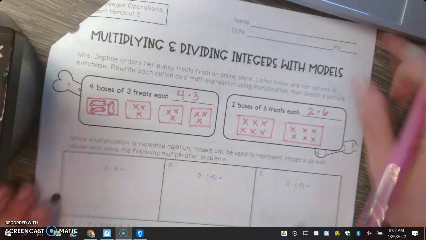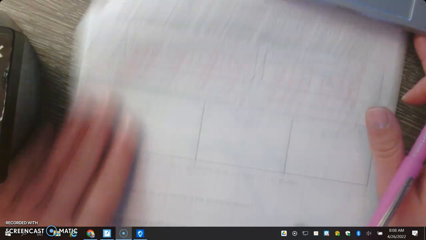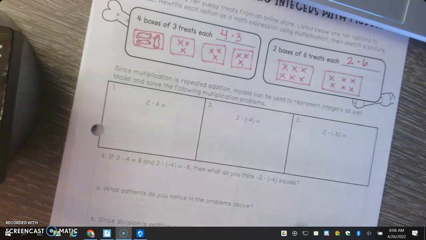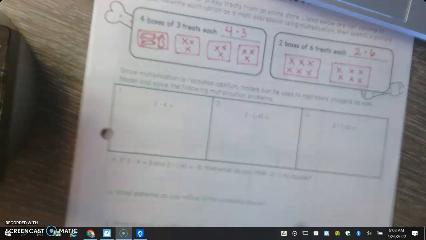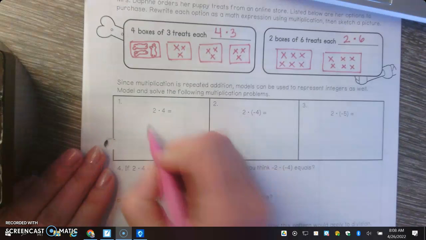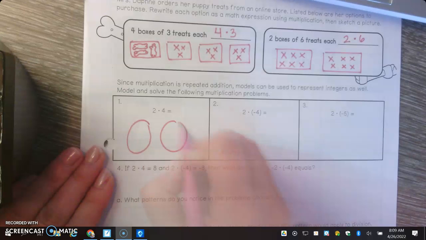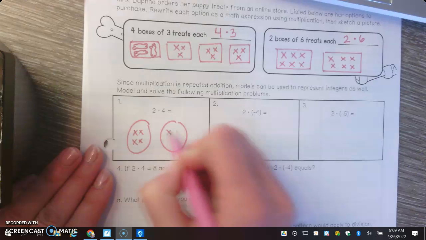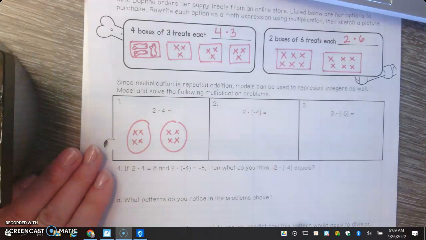Okay, below it says, since multiplication is repeated addition, models can be used to represent integers as well. Model and solve the following multiplication problems. There we go. So 2 times 4. So if you want to make a picture, 2 groups, each group has 4 inside. What's your answer? How many X's do you have? 8.